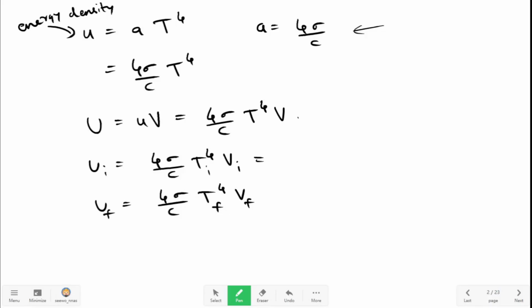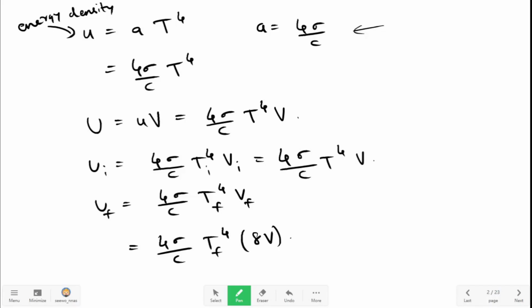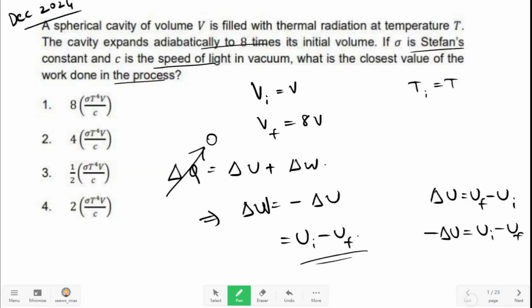Now Ti is T and Vi is V. Therefore we have Ui is equal to 4 sigma by c T raised to 4 V. Now Uf is equal to 4 sigma by c Tf raised to 4 Vf, which is given to be 8V. Now let us find Tf. We have to find the final temperature.